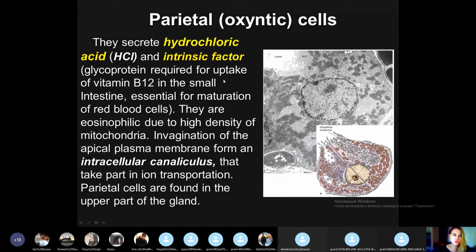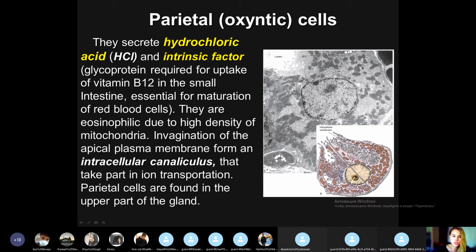Intrinsic factor is the molecule that's important for the absorption of vitamin B12 in the small intestine. And as I mentioned before, vitamin B12 is an important component for the maturation of the red blood cells.